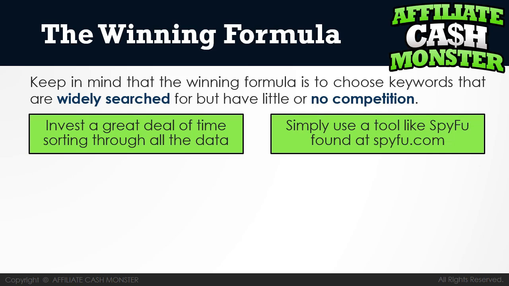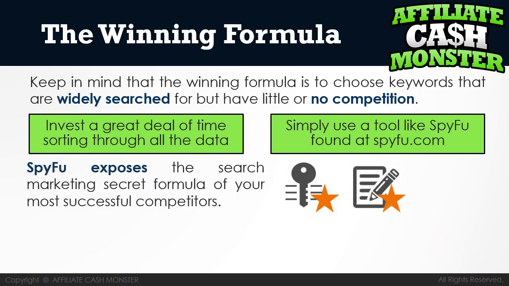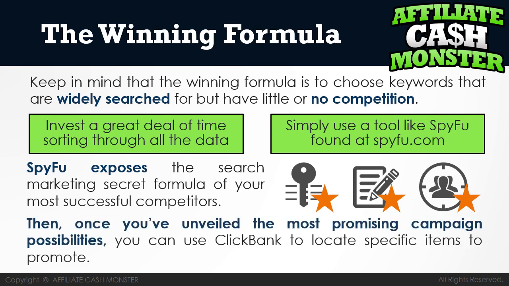SpyFu exposes the search marketing secret formula of your most successful competitors. You can discover your competitors' most lucrative keywords and easily weed out money-wasting keywords. Plus, you can find the best ad copy so you can copy what works. But rather than simply use SpyFu to find awesome keywords, you can also use it to find the best markets, even before you locate any products. Then, once you've unveiled the most promising campaign possibilities, you can use ClickBank to locate specific items to promote.